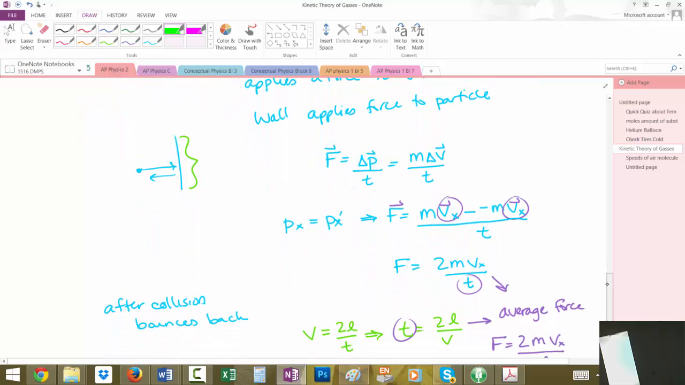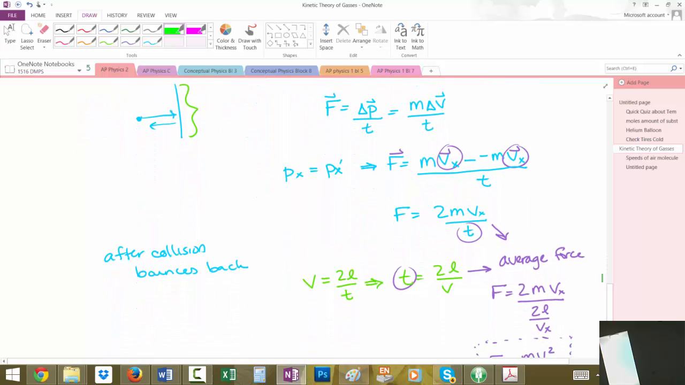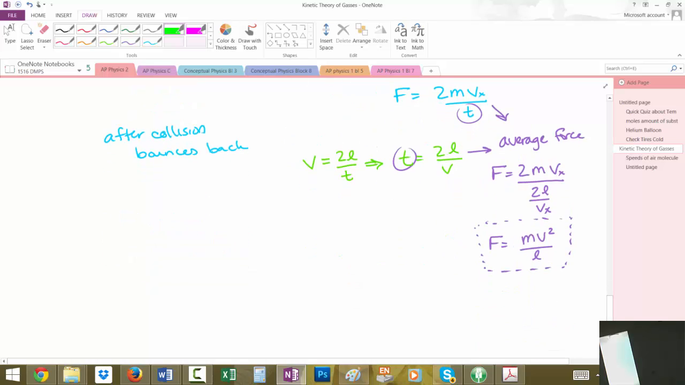And so then we were just using that classical physics stuff that we know and love, like the impulse momentum theorem and the definition of what it means to be an elastic collision, to get us to a statement. Here we said that the force caused by one particle, okay, is going to be equal to its mass times its velocity squared divided by the length of the box. Okay? But this is only really talking about the force in the x direction.